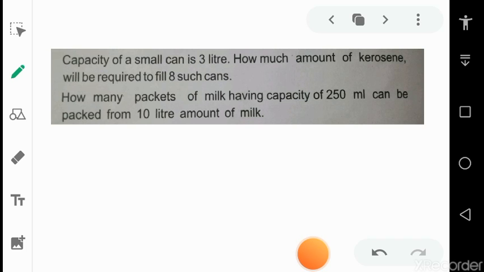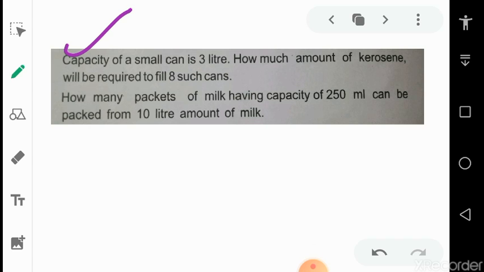Okay, next question. Here are 2 questions. First is: the capacity of a small can is 3 liter. How much amount of kerosene will be required to fill 8 such cans? Now this is a basic question which is based on multiplication.